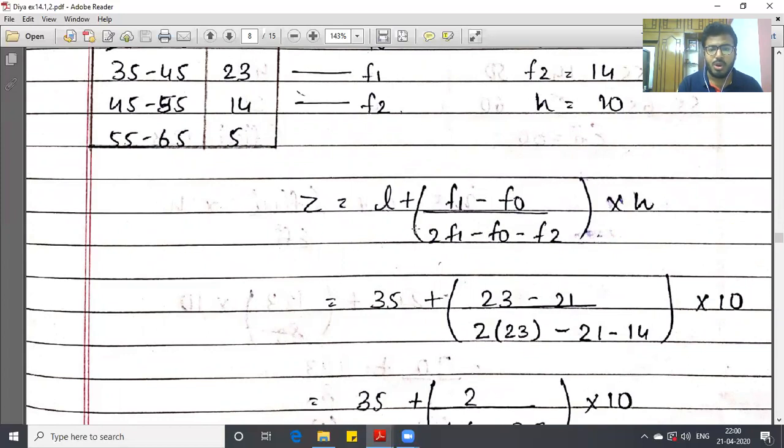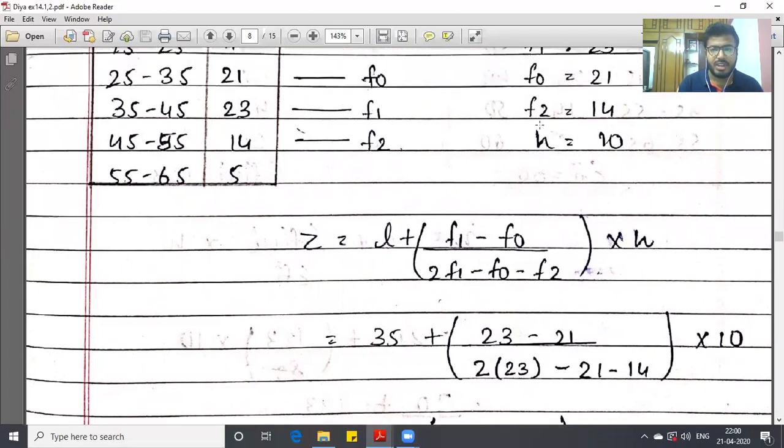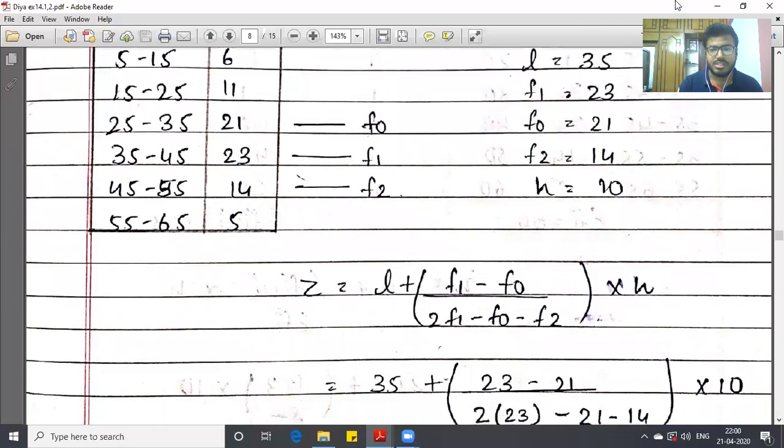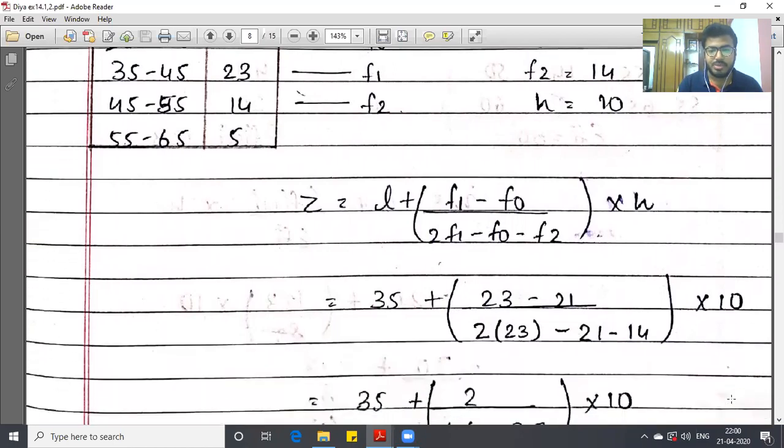So you are substituting all the values that you got. L value is 35, so you have written 35. F1 value is 23, written here 23. F0 value is 21, you have written 21. Then in the denominator 2 into f1, so 2 into 23 minus f0 which is 21, minus f2 which is 14. So you have written all this into h. H is the class length, so class length is into 10. So hope you have written this much.